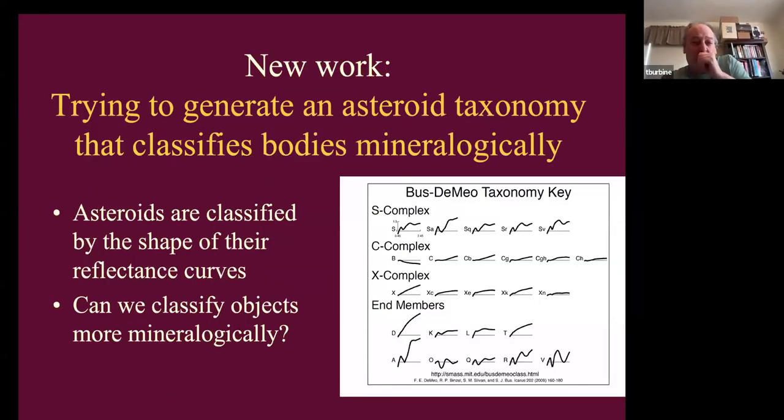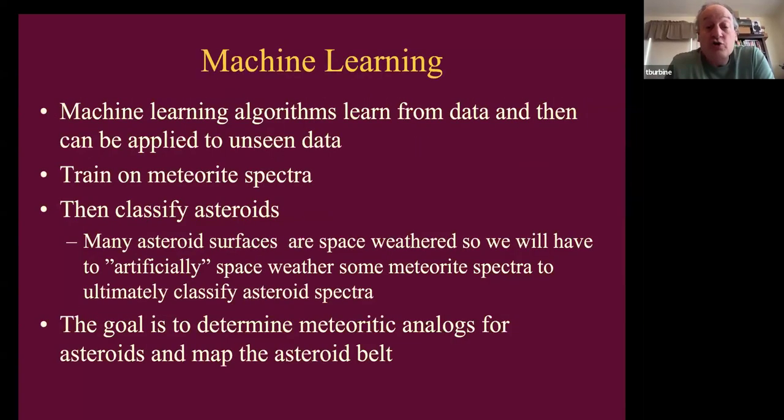And the last thing I'm working on, and hopefully I can submit a proposal through PSI, is that we're trying to generate an asteroid taxonomy that classifies bodies mineralogically. The Bus-DeMeo taxonomy, which works very well, classifies things by how they reflect light. Can we actually classify objects more mineralogically? So we're using machine learning, which Darby Dyer is one of the proponents of. Can it learn from the data and then be applied to unseen data? We're training on meteorite spectra, and then our plan is to classify asteroids. It seems to work. We're still working on it.